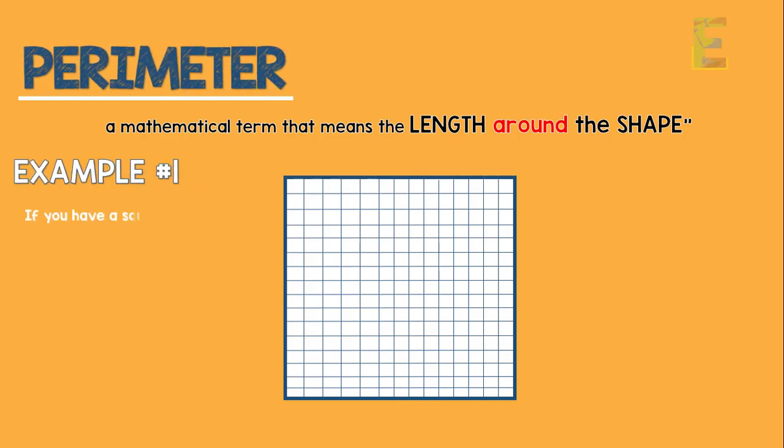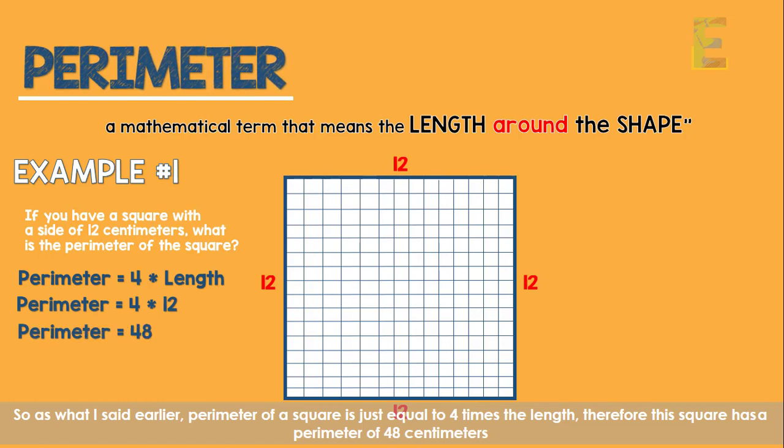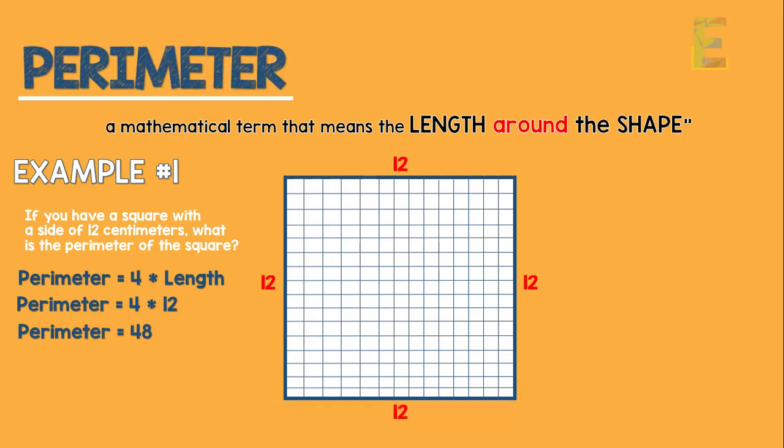Let's have another example to further understand the perimeter of a square. If you have a square with a side of 12 centimeters, what is the perimeter of the square? As I said earlier, the perimeter of a square is just equal to 4 times the length. Therefore, this square has a perimeter of 48 centimeters, since 4 times 12 is equal to 48. Okay, let's have another example.